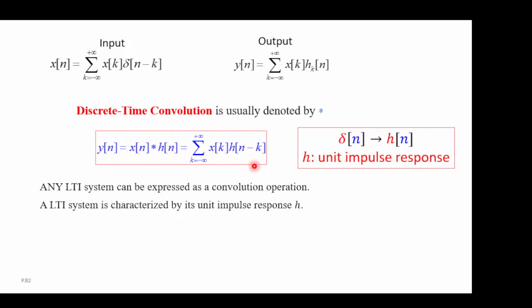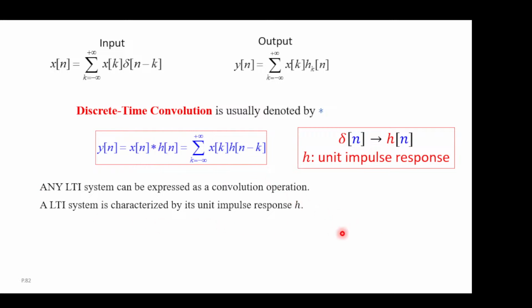And y of n can be written with this convolution formula, x of n convolved with h of n, which is this summation: summation k from minus infinity to plus infinity of x of k h of n minus k. You should have already seen that this is a very important formula, and you need to remember it. And so any LTI system can be described by its impulse response h of n.